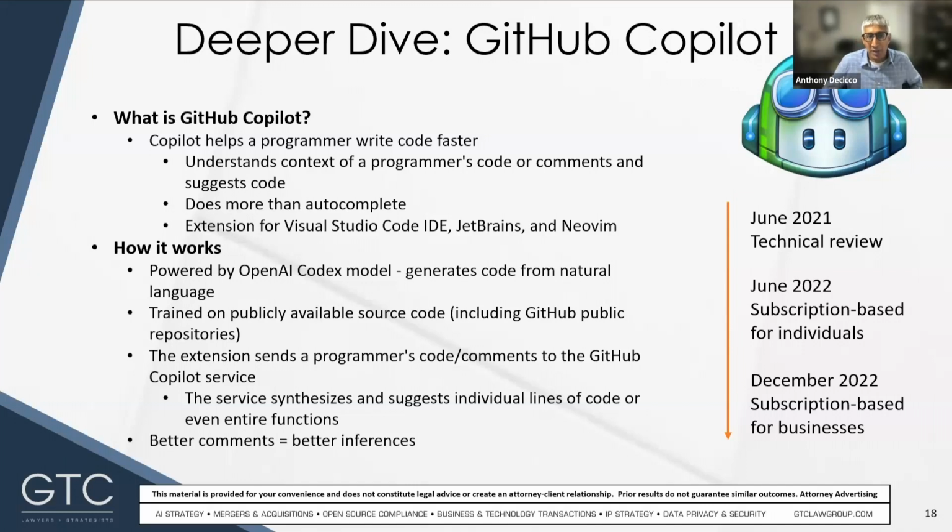And then Copilot is integrated as an extension right into the developer's IDE. It could be Visual Studio or JetBrains, and then this IDE extension sends the developer's code and comments to the GitHub Copilot service, and then that service uses the OpenAI Codex to synthesize and suggest individual lines of code or even entire functions, which are then sent back to the IDE extension and displayed to the developer.